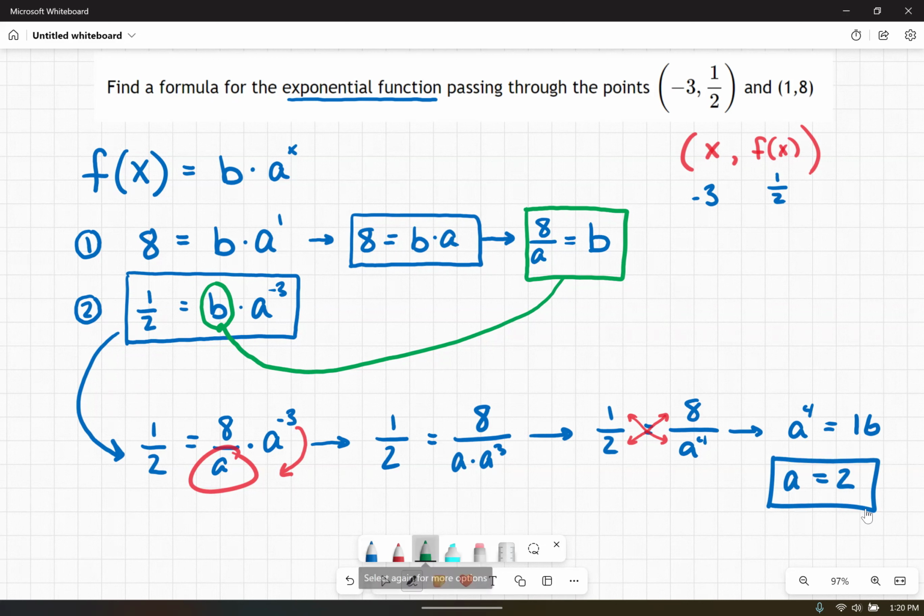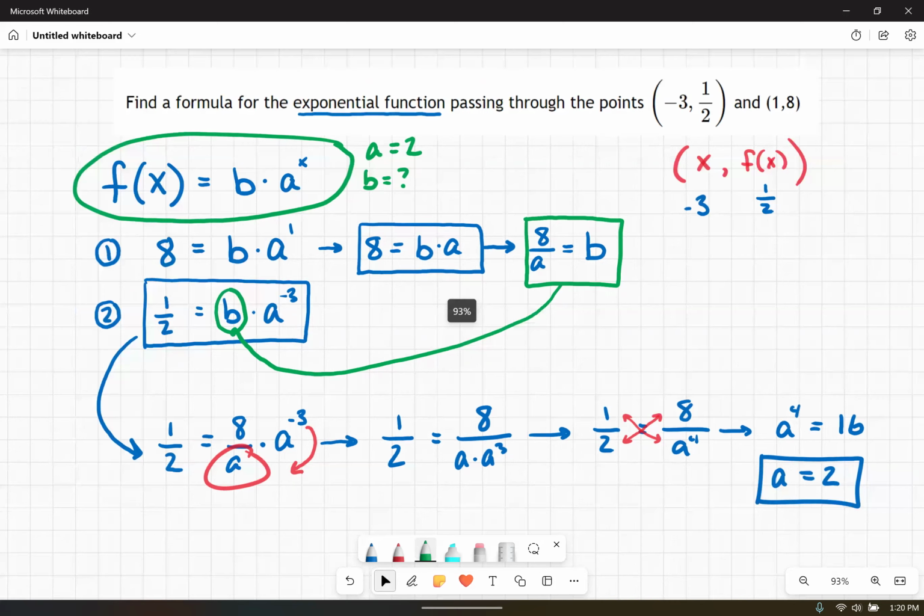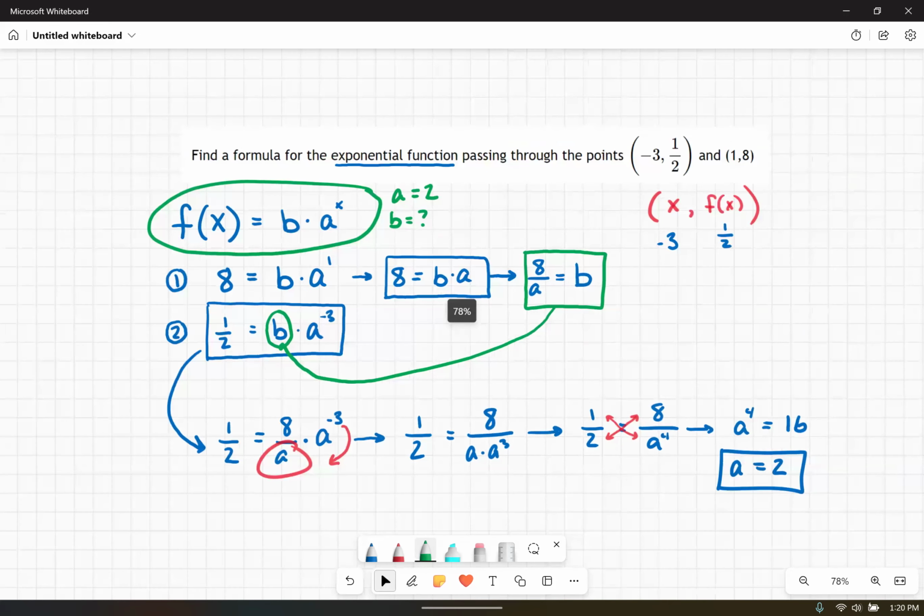The original problem is up here. A equals question mark, B equals question mark. So we have two values to find. We just found one of them. All right, so now A, get rid of that question mark. A is equal to 2. Let's zoom out a little bit. We need a little bit more room.